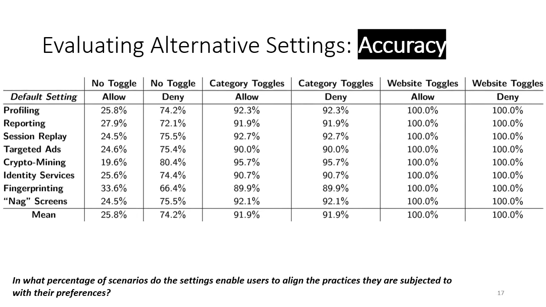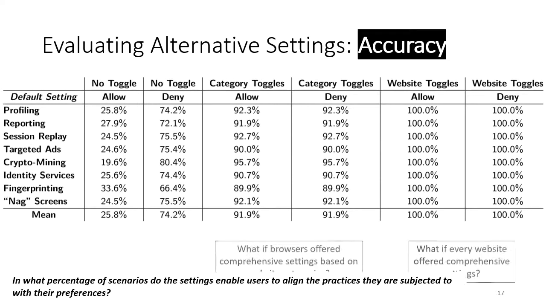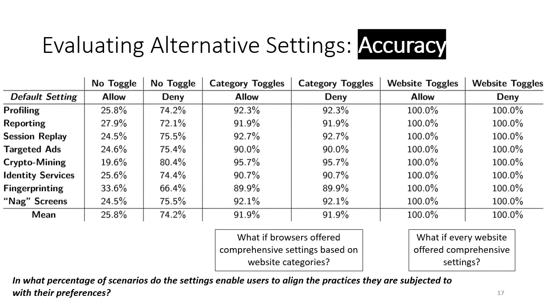But when we look at the other two models, category toggles and website toggles, this allowed us to answer two different sets of questions. With category toggles, we're answering the question of what if browsers offered comprehensive settings that were based on website categories, and you can see that this results in a substantially higher accuracy.